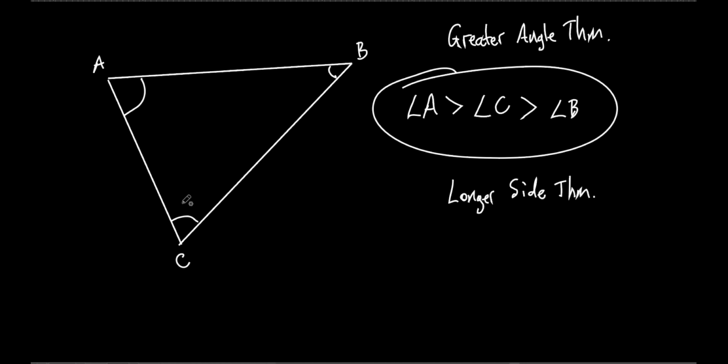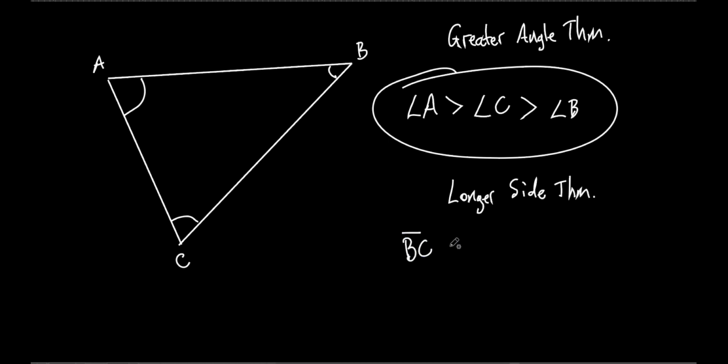So I'm given that the angles are not equal. I'm given what the inequality is for the angles, but now I want to figure out which side is my biggest one, which side's my middle one, which side's my smallest one. So what would you say? Which side is my biggest side? CB or BC. Why? Because it's opposite what? The biggest angle, okay?